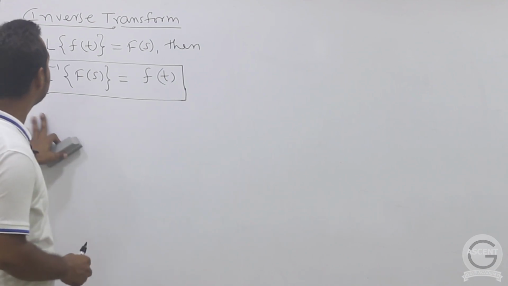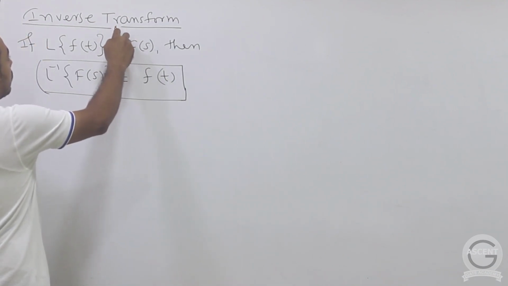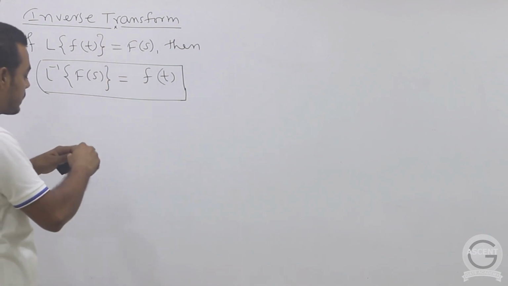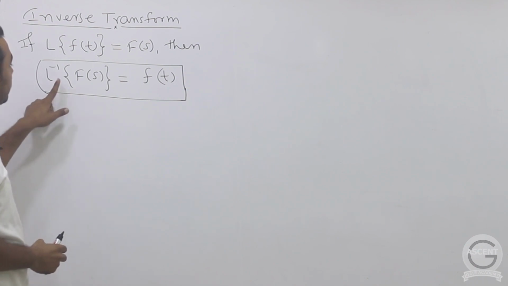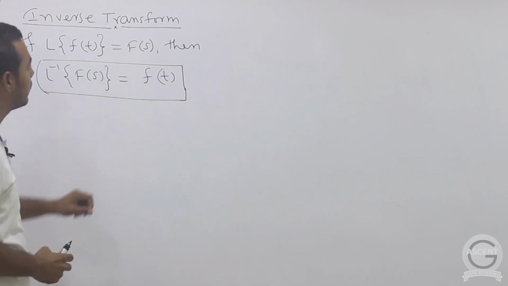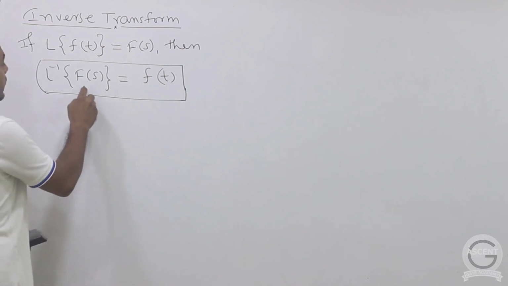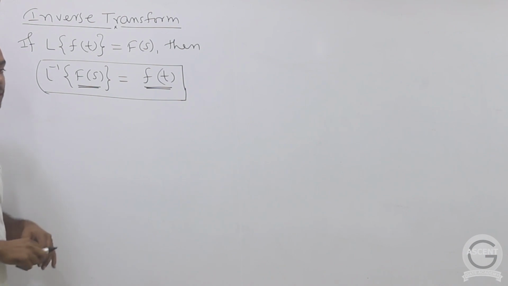Okay, so next topic is inverse transform. This is the last topic from this chapter. So the formula is, if Laplace transform of f(t) is capital F(s), then inverse transform of F(s) will be f(t). As it is obvious from the name, inverse transform means F(s) is given and you have to find the function whose transform is F(s).